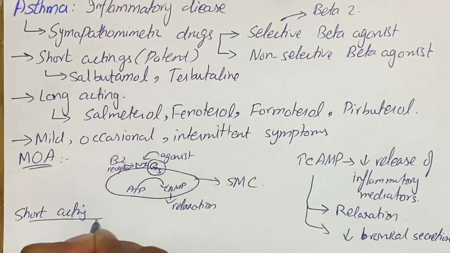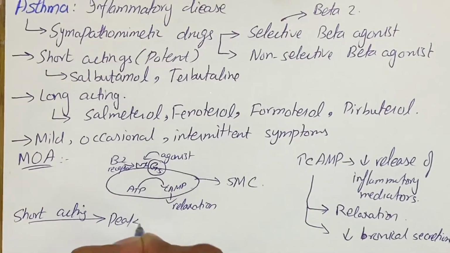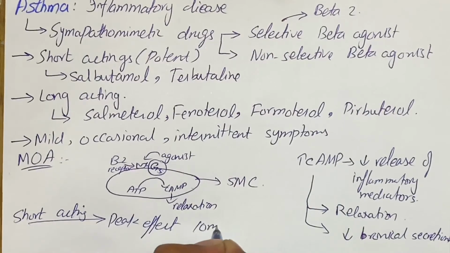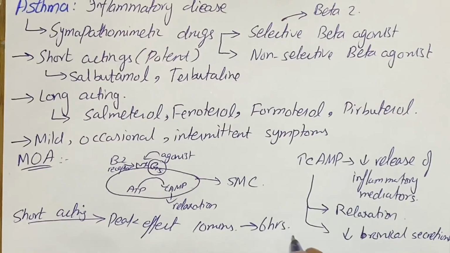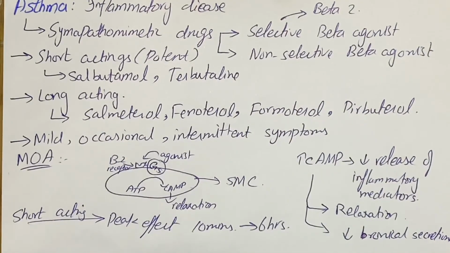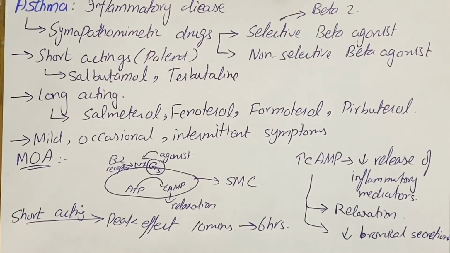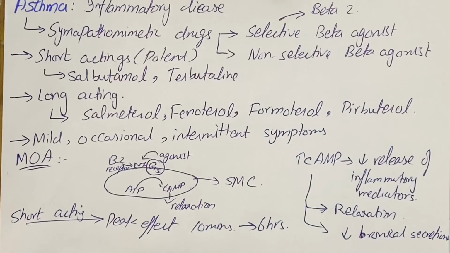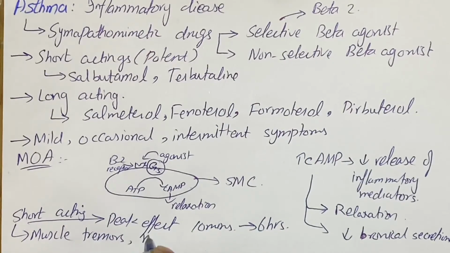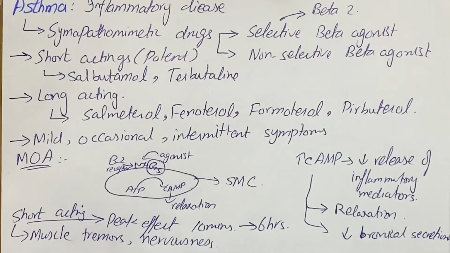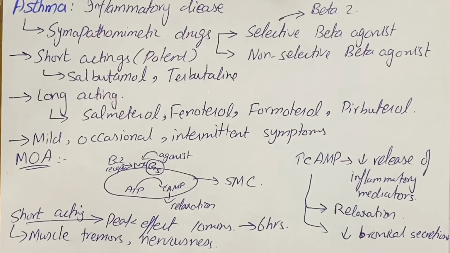with peak effect of short-acting. These have peak effect only in 10 minutes. And this action lasts for 6 hours. And these are most effective, convenient, and relatively safe bronchodilators. And short-acting beta 2 agonists have some adverse effects which include muscle tremors or nervousness, but these effects are minimum when they are taken through inhalation route, because you are now not talking systemically these agents.